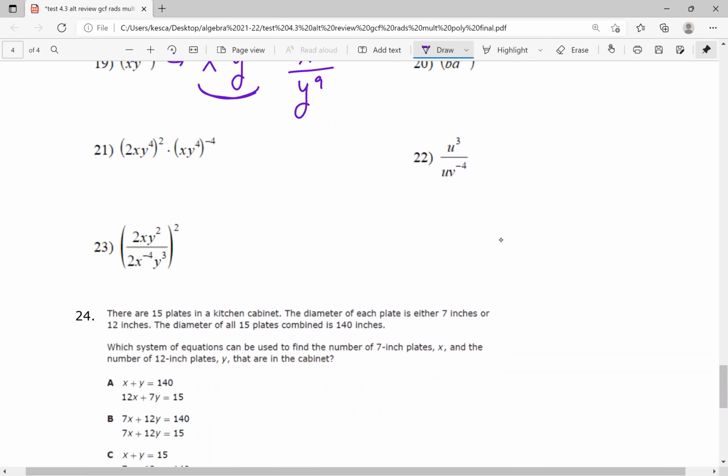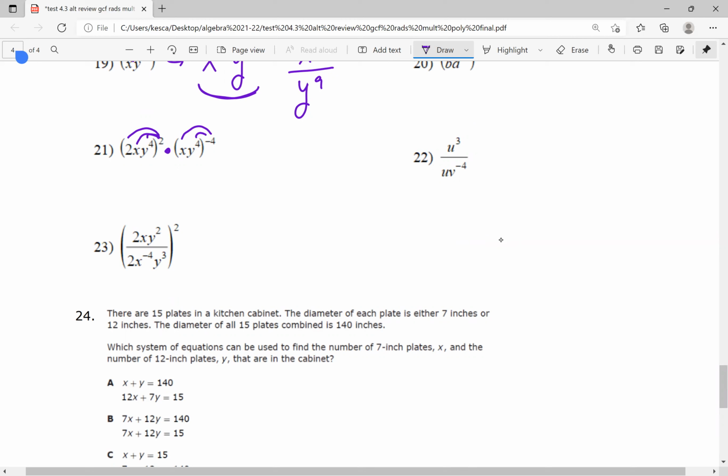Okay, on 21 here, look at that. You got to do the power rule to all 3 things in here. Yeah, and then the power rule to these 2. And then after you do the power rule and the power rule, what would you do? The product rule, because they're being multiplied. So I'm going to let you work that one up there.